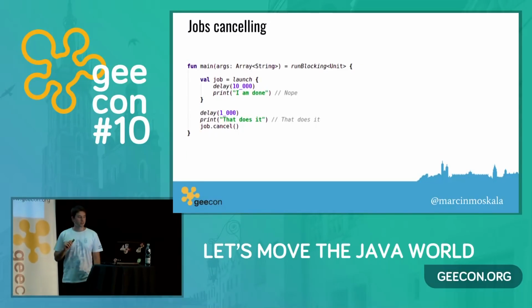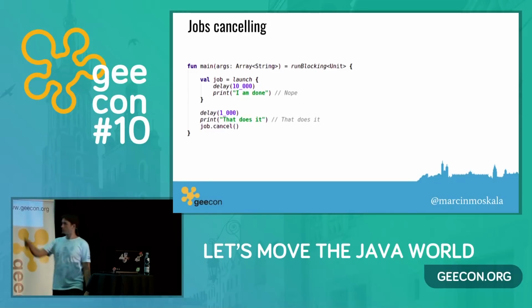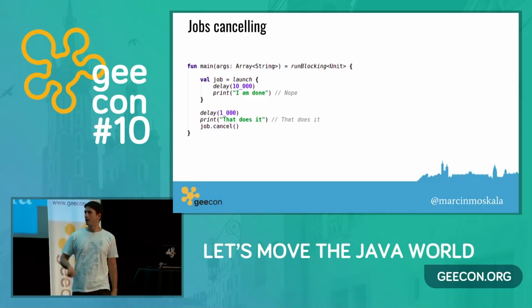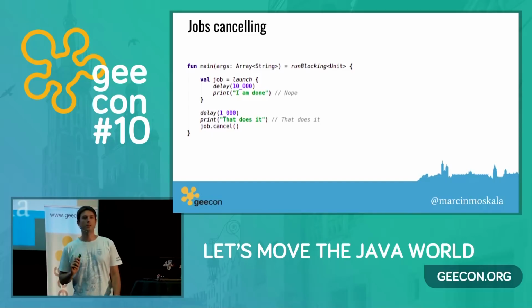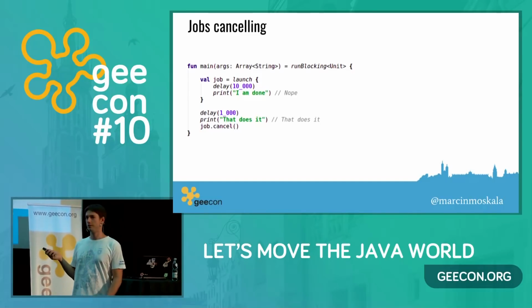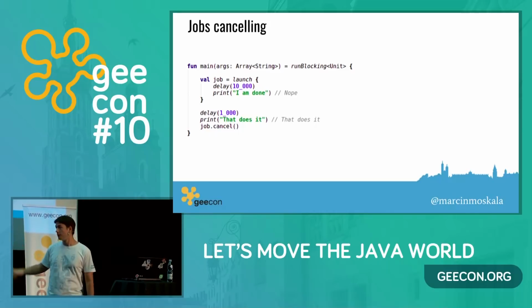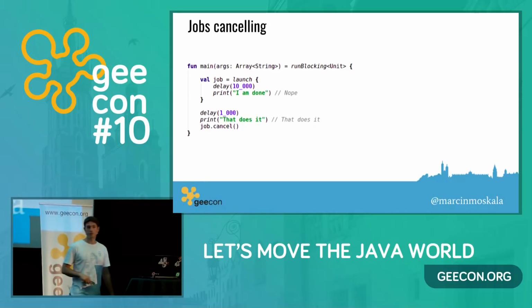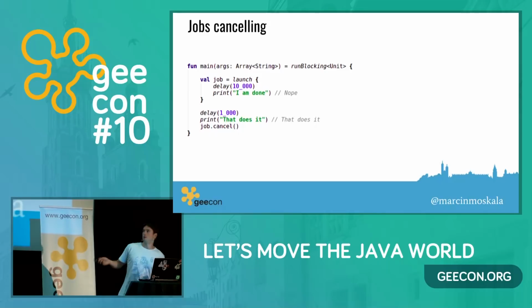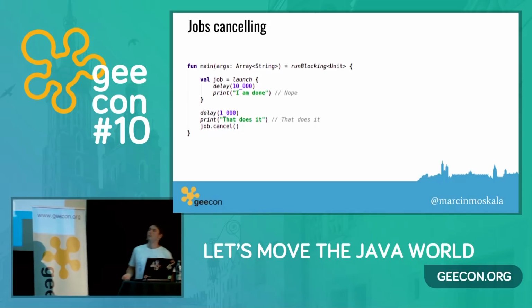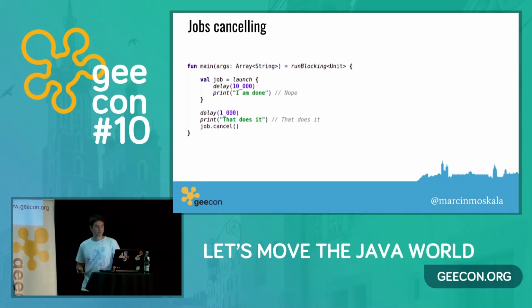This is how you cancel a job. You just use job.cancel(). It's actually very important if you are, for instance, an Android developer, because you cannot finish your activity without canceling your jobs inside. Otherwise, you would have memory leaks. So it's pretty helpful.